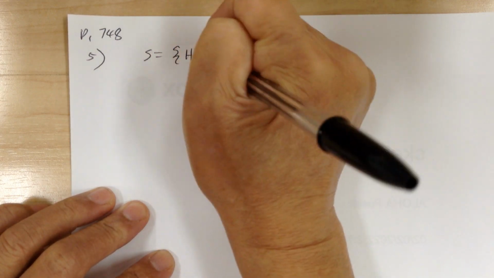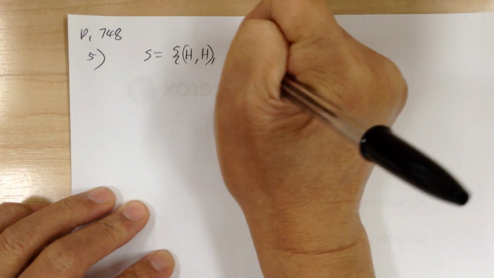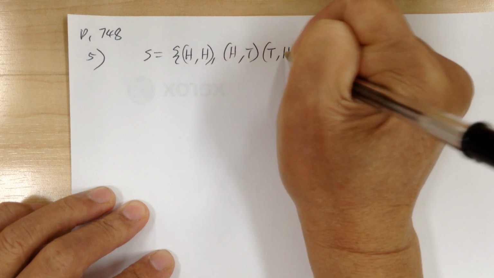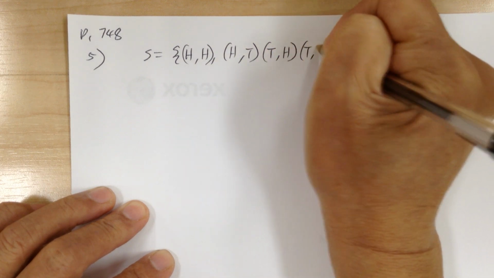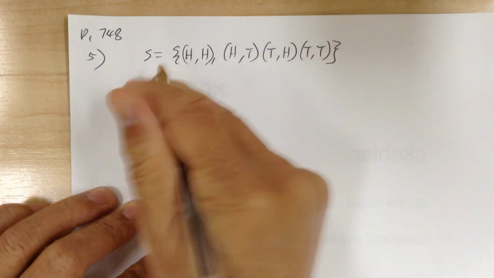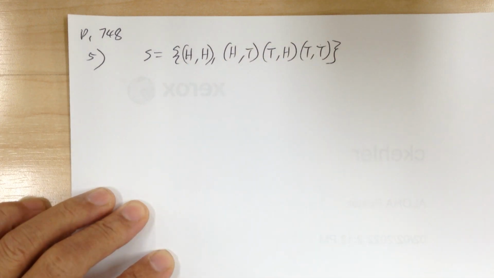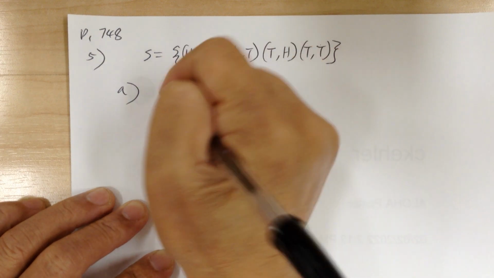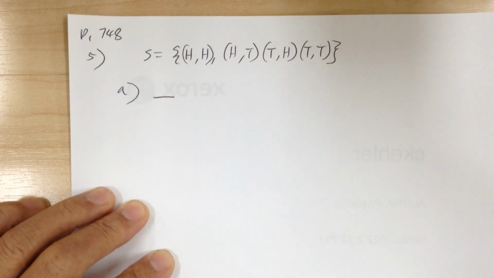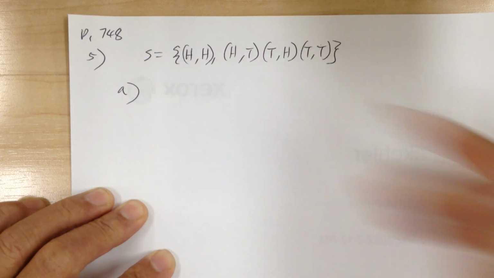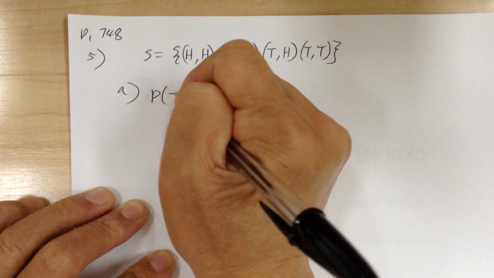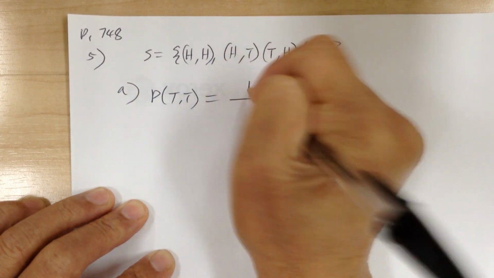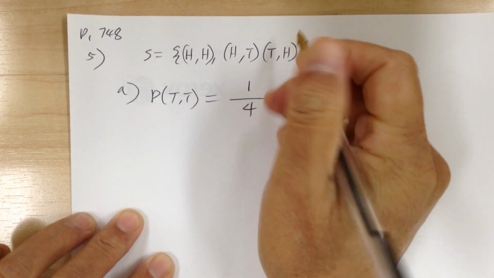So you can have head, head, then head, tail, then tail, head, and tail, tail. So the sample space has 4 outcomes. Okay, so that's for the probability of each event. For A, both come up tails. So the probability of tail and tail, only one of them, is 1 out of 4.